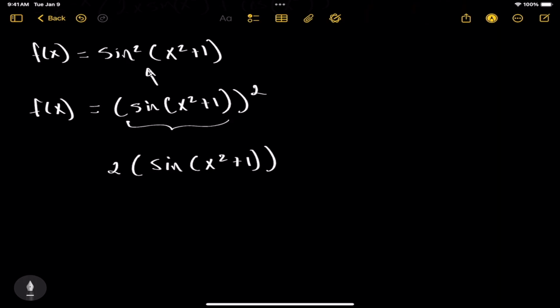Well, technically it's 1. And then you have to take the derivative of what's inside of the parentheses. What was inside originally was sine of x squared plus 1, not the one with the squared. Okay, so you don't rewrite that. It's what was inside of really the second one that we wrote.